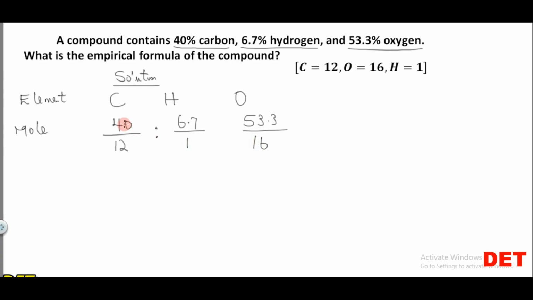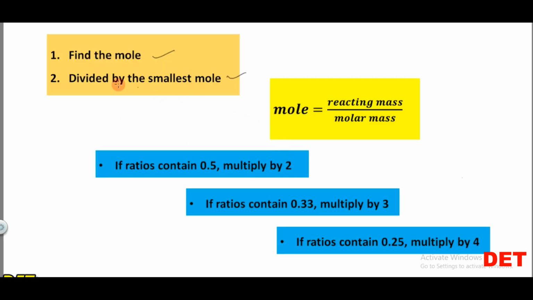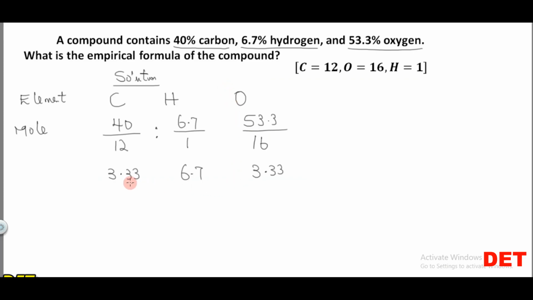If you divide 40 by 12 with your calculator, it will give you 3.33. Then 6.7 divided by 1 will give you 6.7. Then 53.3 divided by 16 will give you 3.33. So with this, you have gotten the moles. Then the next thing you do is to divide by the smallest mole. So what is the smallest number out of these three moles? It is 3.33.